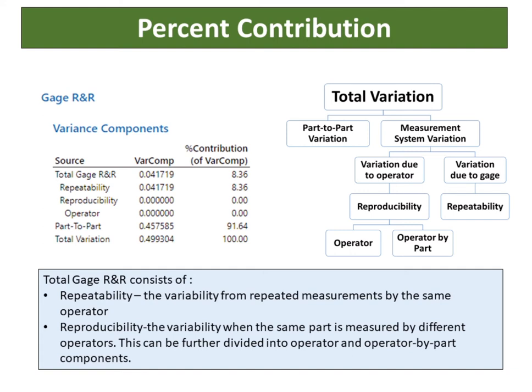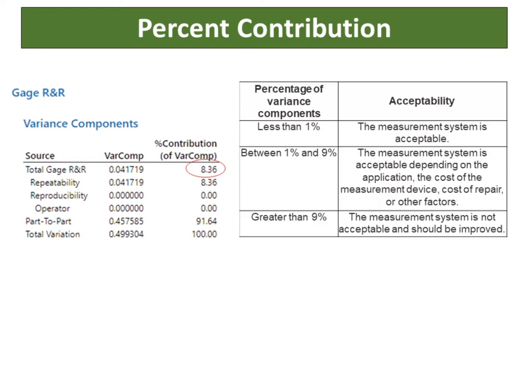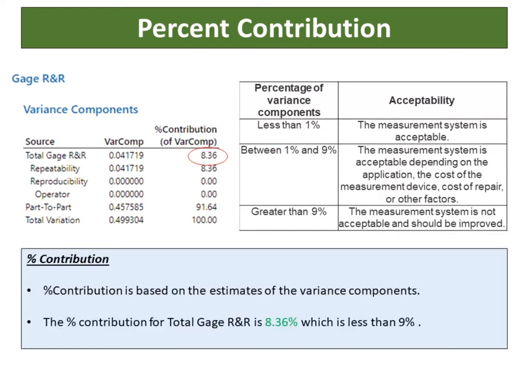Total Gage R&R consists of repeatability, which is the variability from repeated measurements by the same operator. Reproducibility is the variability when the same part is measured by different operators. This can be further divided into operator and operator by part components. Percent contribution is based on the estimates of the variance components.